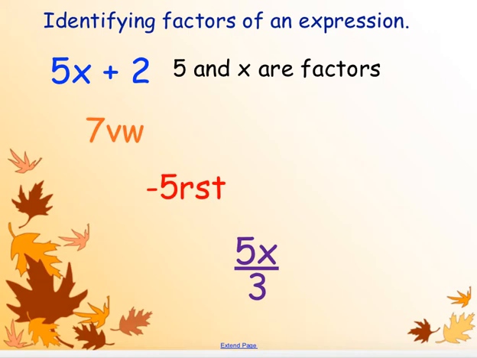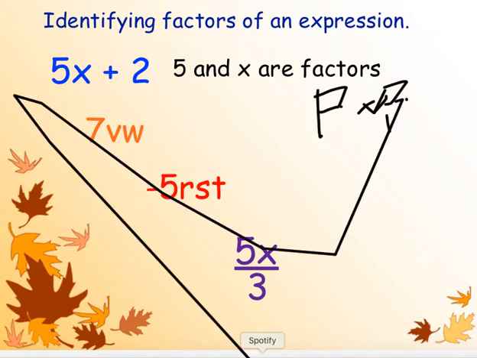Well, if you can remember back, factor is a part of a product. So factor times a factor gives us a product. So if we have a factor multiplied by a factor, we get a product.